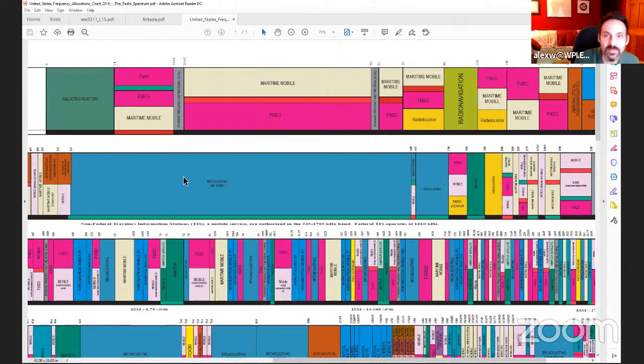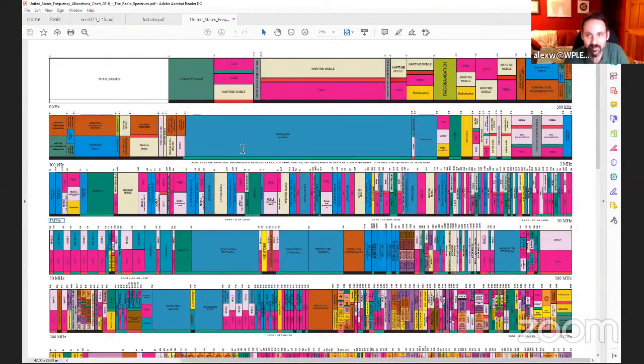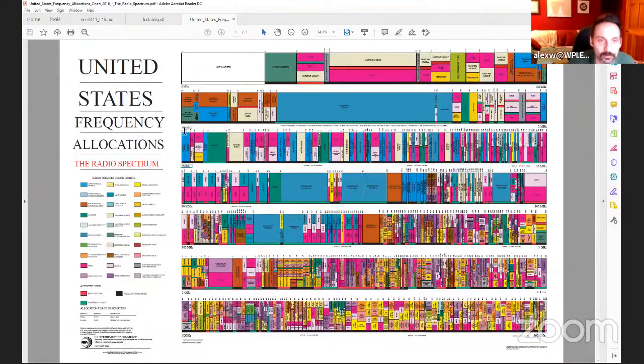And okay, so here's the thing. This is deceptive, right? So you have this humongous swath of spectrum. But again, remember, we're going by order of magnitudes, right? So as we progressively go up and up and up, it looks big, but it's actually not. So, 300K to 3 megahertz.